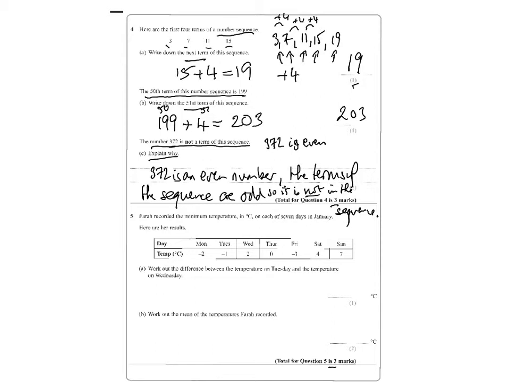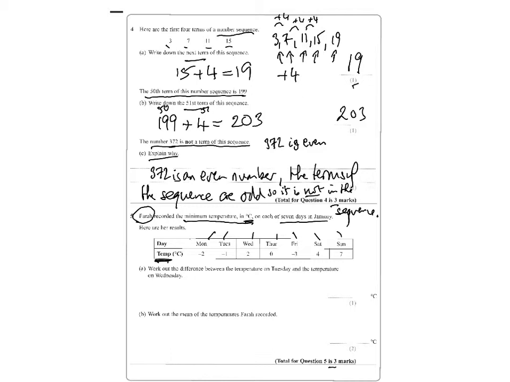Question 5. Farah recorded the minimum temperatures in degrees C on each of 7 days in January. I don't really mind who recorded them. It's about the information. Here are her results. So you've got the days of the week across the top: Monday, Tuesday, Wednesday, Thursday, Friday, Saturday, Sunday. And the temperature in degrees C, which fits in with the question: -2, -1, 2, 0, -3, 4 and 7.